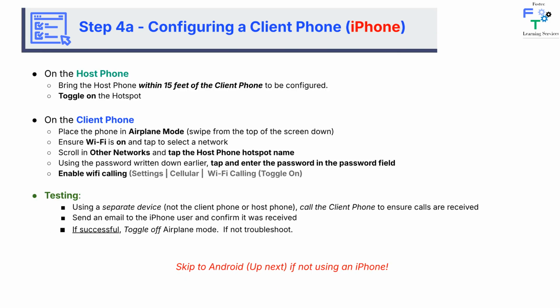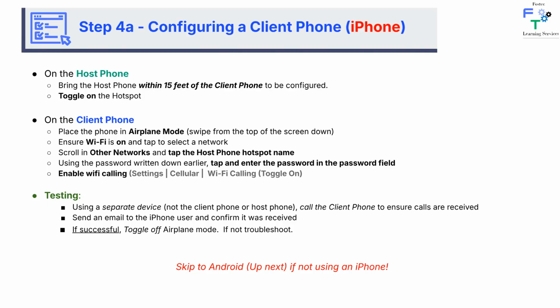Step 4. Configuring the client phone for Apple phones. Begin by ensuring the host phone is within 15 feet of the client phone and that the hotspot is toggled on. Put the client iPhone in airplane mode and ensure the Wi-Fi is on. Now join the hotspot configured on the host phone.